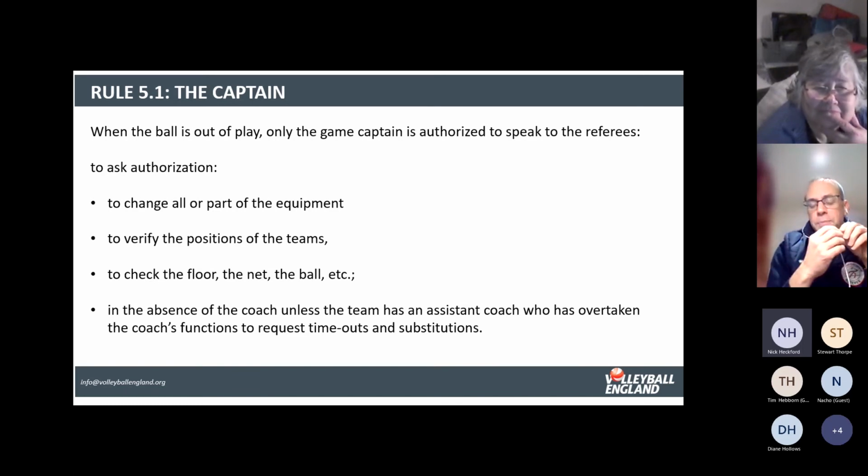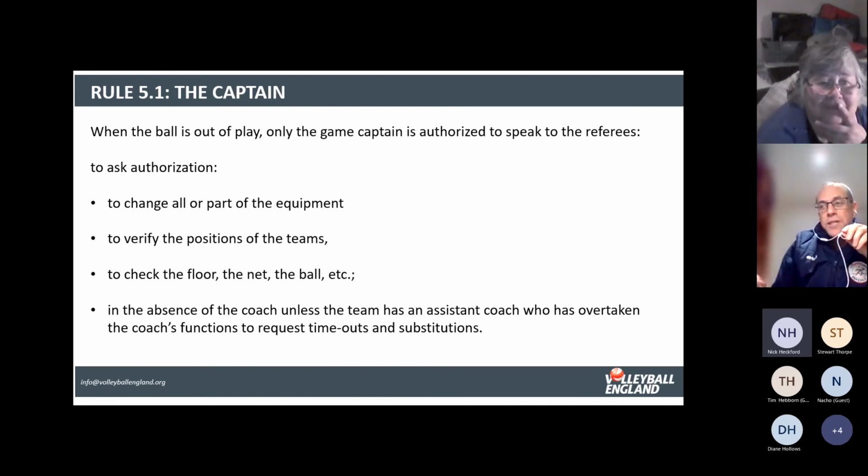If they ask you to verify the positions of the teams, all you have to do is say yes or no. Is the team correct or not? Yes, it is. So if they say, you know, just checking, is that team correct? Yes, captain. Or no. You can't say no, because obviously you've got to correct them in that case. So in that case, you're just saying yes, they are.